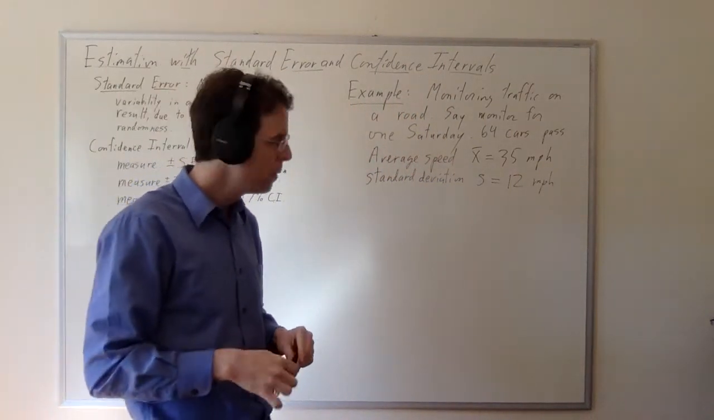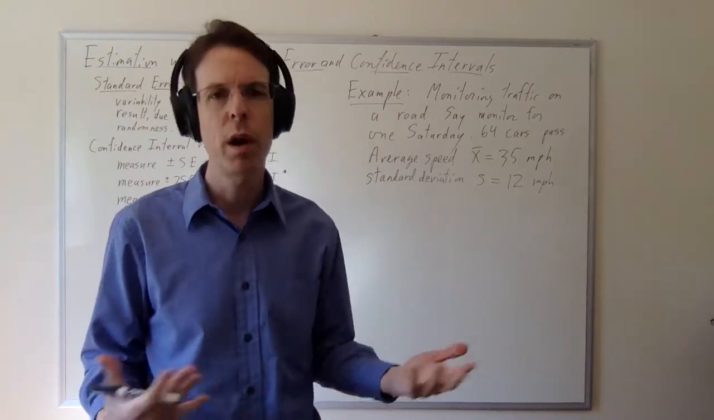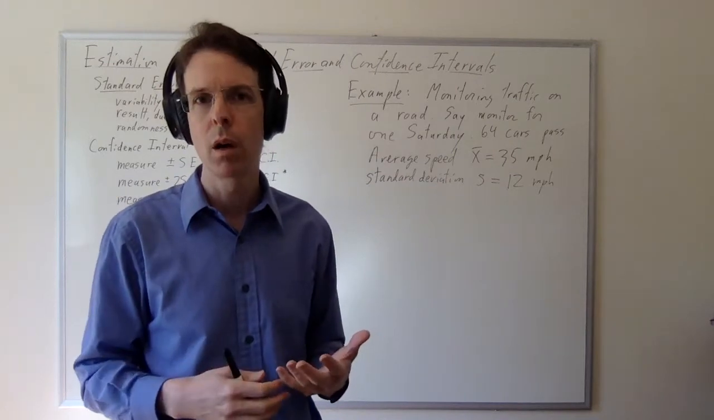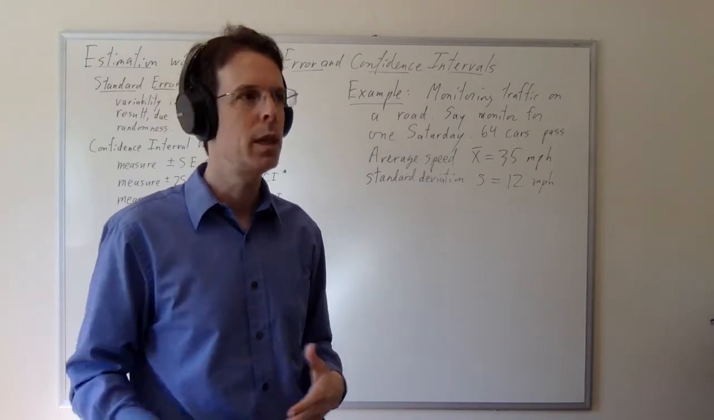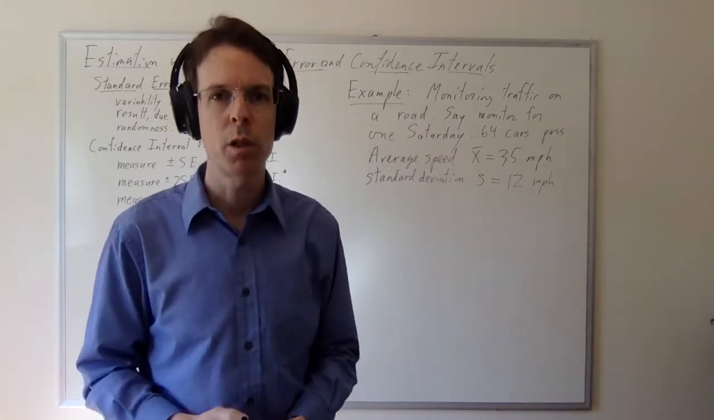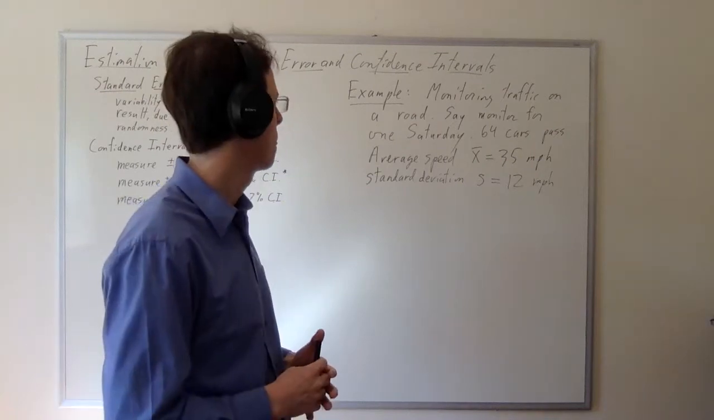So what does that mean? So in ordinary language, that means that we measured 64 cars. On average, they're going 35 miles an hour. There's about 12 miles per hour variability, right? Cars tend to go 12 miles per hour faster than that, 12 miles per hour slower than that. That's typical. That's kind of a lot of variability here.